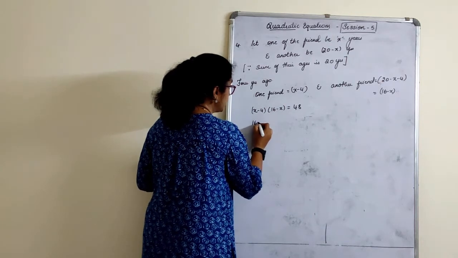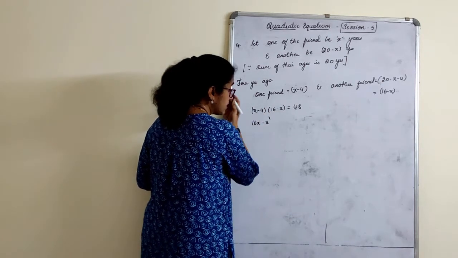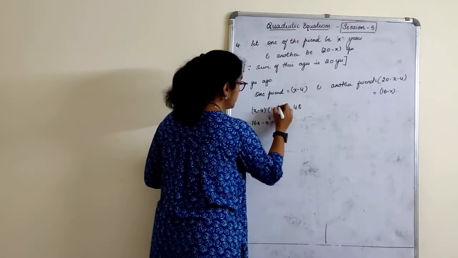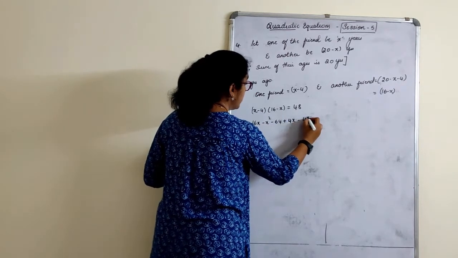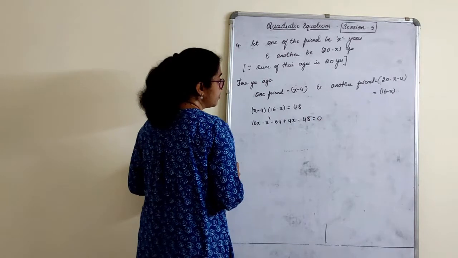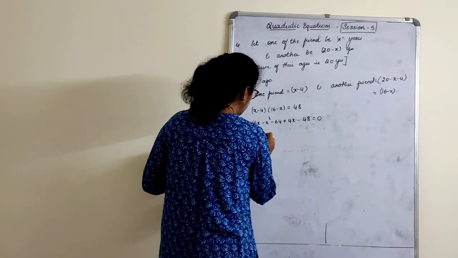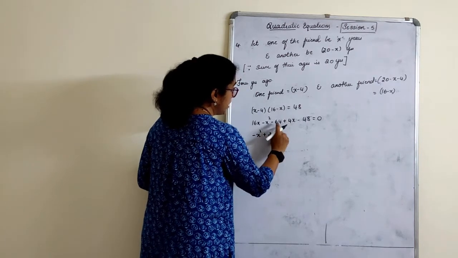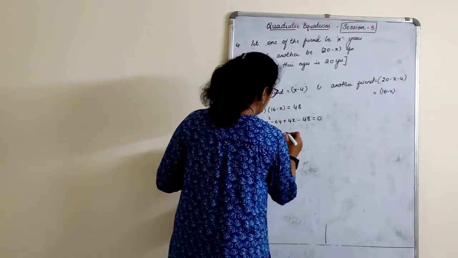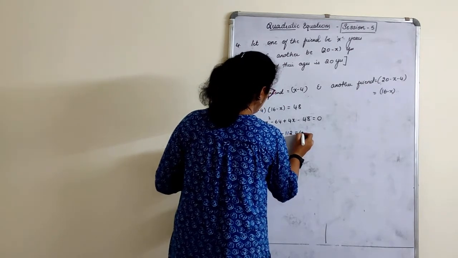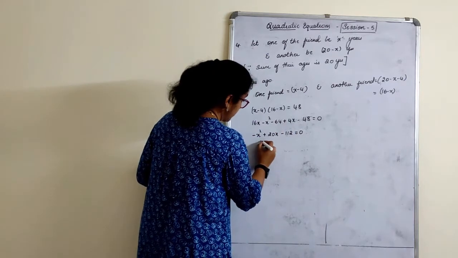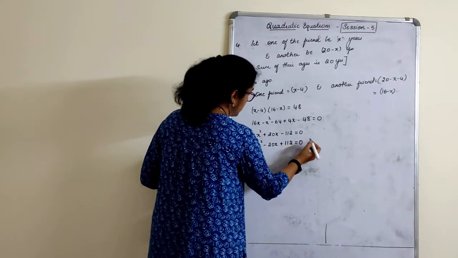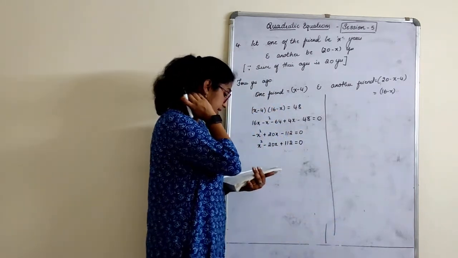X into 16, 16x, x into x minus x square. 16 fours are 64, minus 64, minus 4 into x is 4x, minus 48 is equal to 0. So minus x square, 16x plus 4x is 20x, minus 64 and 48, 112, is equal to 0. I'll remove the minus sign. X square minus 20x plus 112 is equal to 0. Now we got the quadratic equation here.